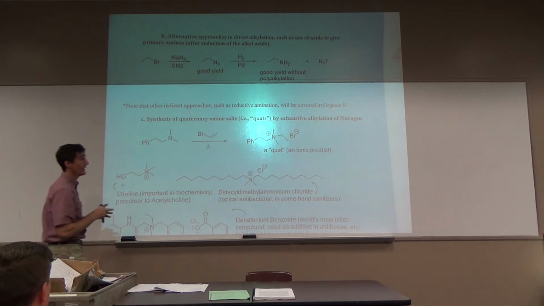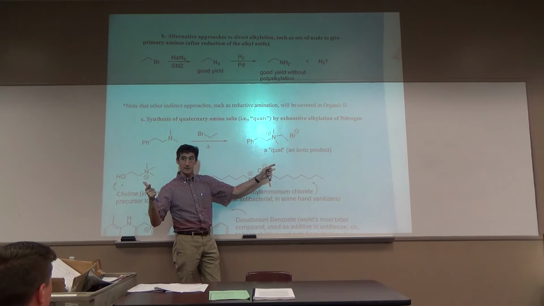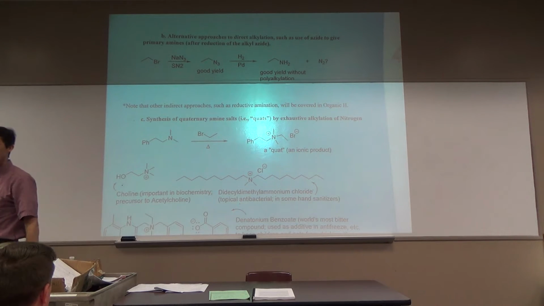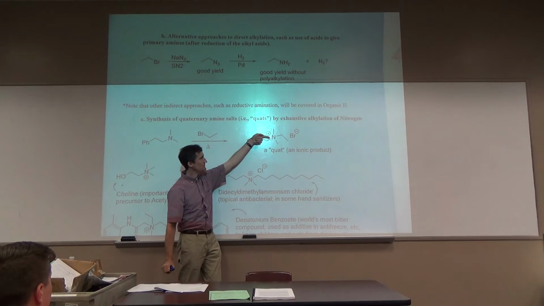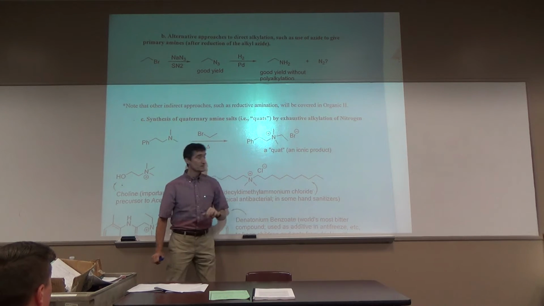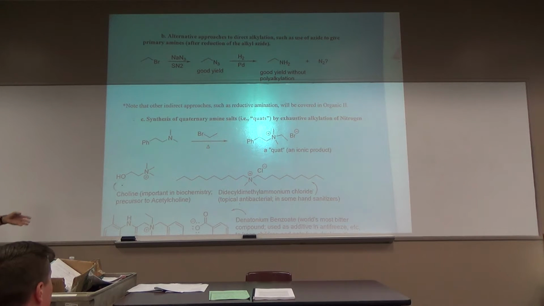Okay, what's a quat? Well, it's short for quaternary. Primary, secondary, tertiary, quaternary. It's a nitrogen bonded to how many carbons? 4. Isn't it amazing how you can figure that out? And if it's bonded to 4 carbons, it's going to have a positive charge, right? That's a quaternary ammonium compound, often just called a quat, for slang short.